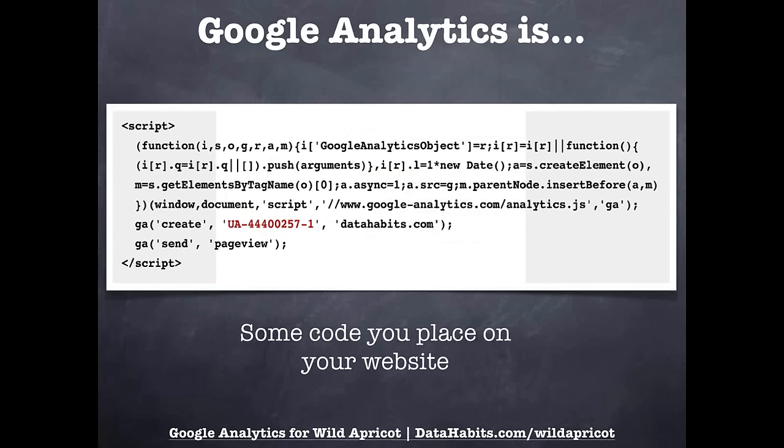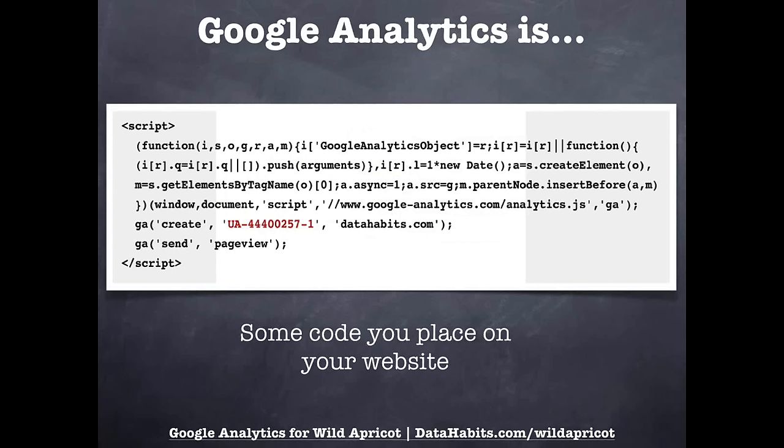But this is a unique code. You can see in red there. I don't know how easily it shows up on your screen, but in red there is a unique identifier. That's a unique tracking code that's unique to your website and unique to your Google Analytics account. And you place it on every page of your website.